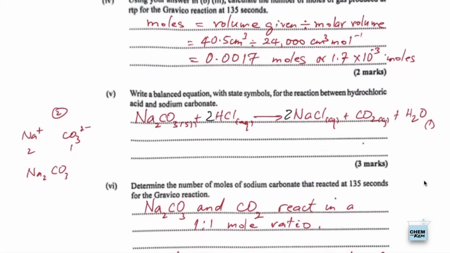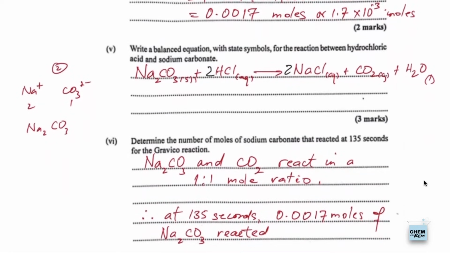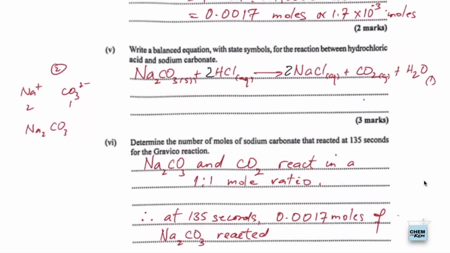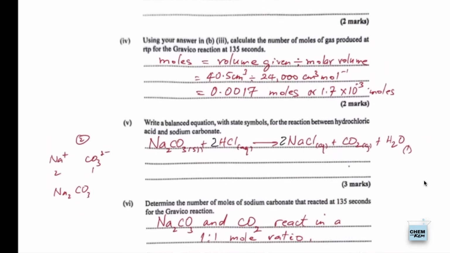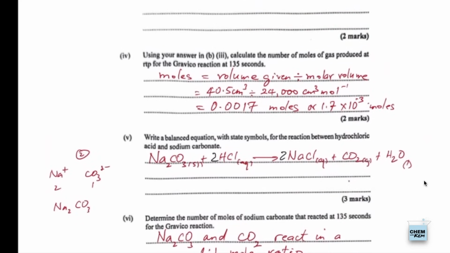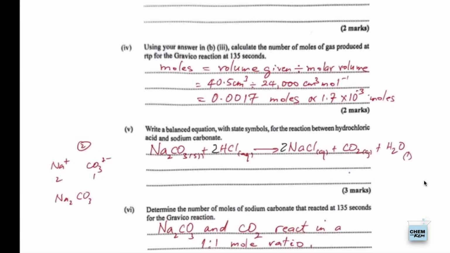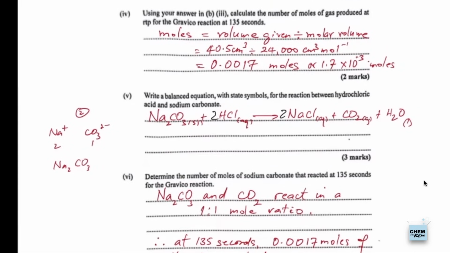All right, so we're to determine the number of moles of sodium carbonate that reacted at 135 seconds for the graphical reaction. Now, we know at 135 seconds that 0.0017 moles of the CO2 was produced. So we need to look at the mole ratio between the CO2 and the sodium carbonate. In front of the CO2, no number is there, so it means the coefficient is 1. Just like in math, when it's 1x, we don't say 1x, we just say x. So the coefficient there is 1. So it is a 1-to-1 mole ratio.